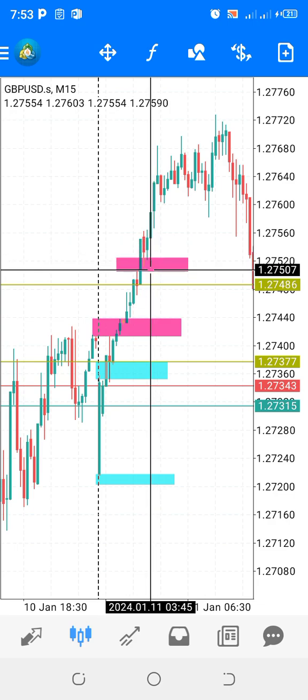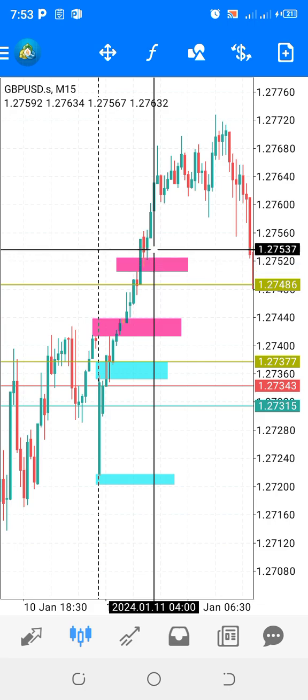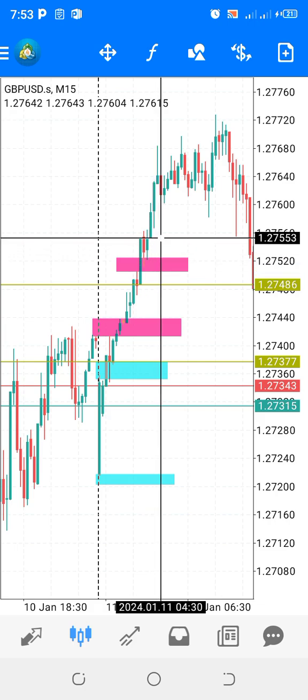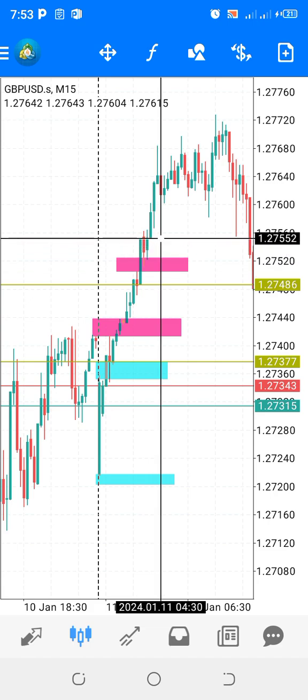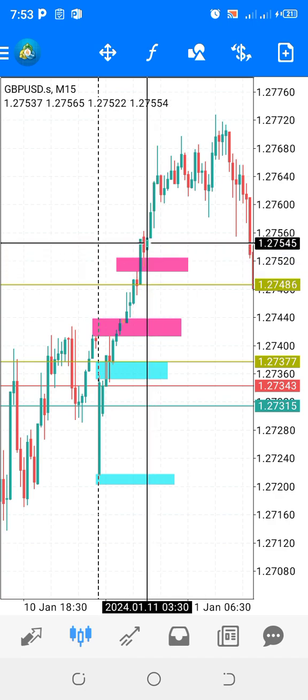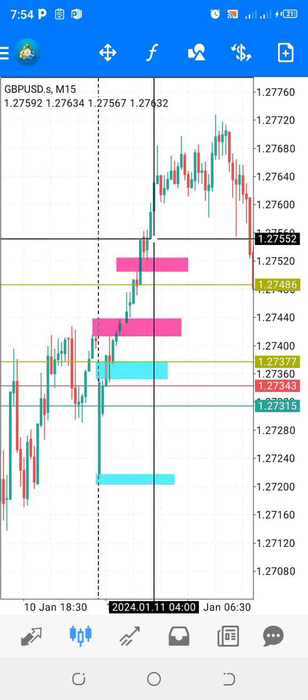Remember again that the distance between the level and the entry candle should not exceed 10 pips. Then you can take an entry. So let's measure again. The level is 1.2750, and then the entry candle is 1.2755. So that tells you that it is less than 10 pips. This is a qualified entry for you.